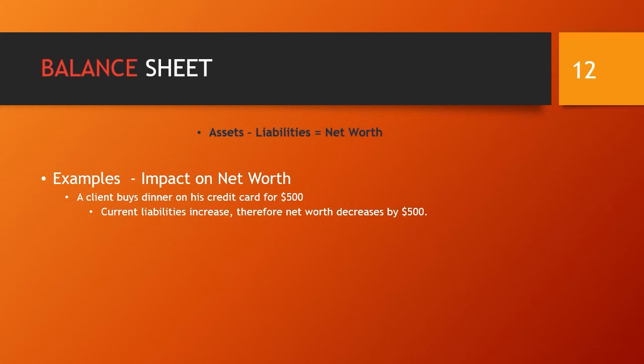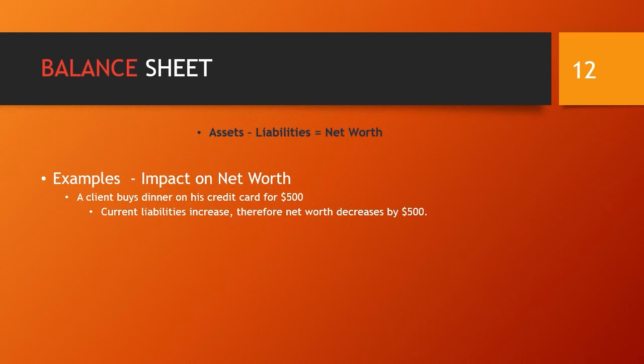If you buy a dinner, it's not like it holds its value. You can't resell it or anything, at least in all normal circumstances. You just eat the dinner and that's it. So you bought dinner on a credit card for $500. So your assets don't change. They don't go up, they don't go down because you didn't use assets to pay for it. You borrowed to buy the dinner.